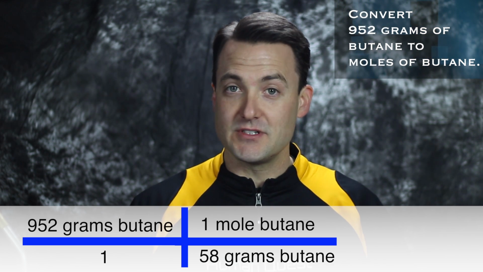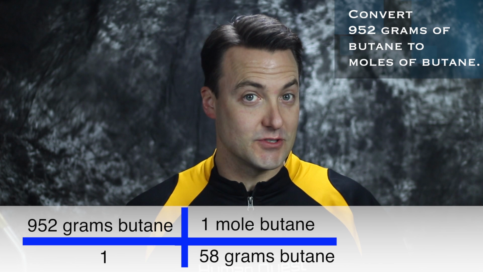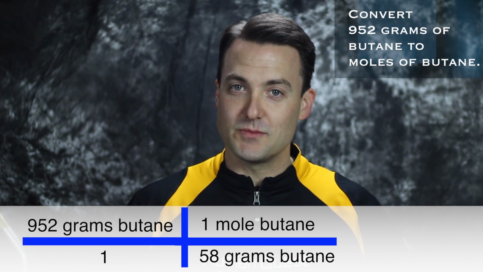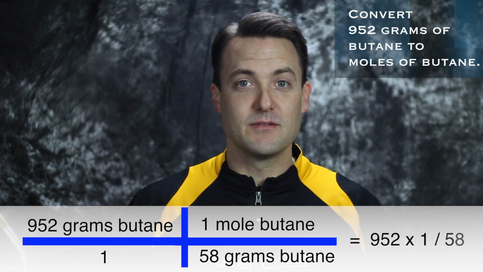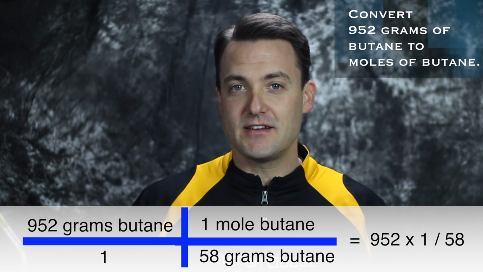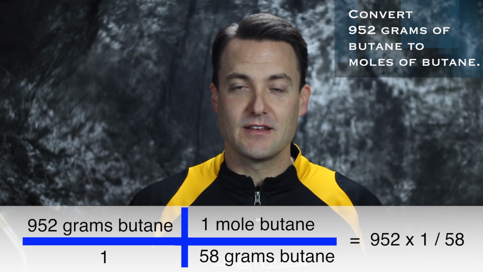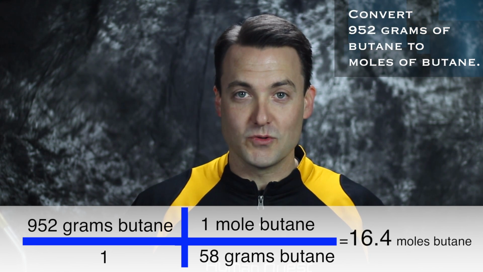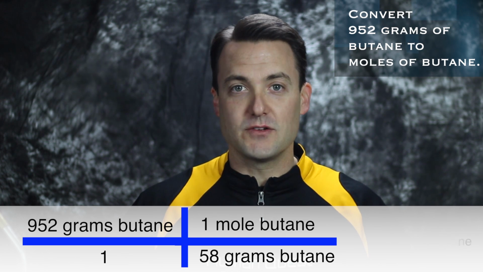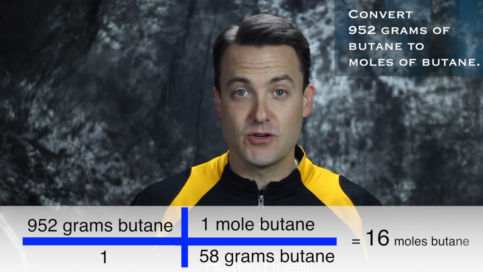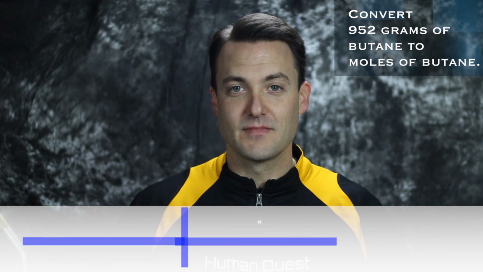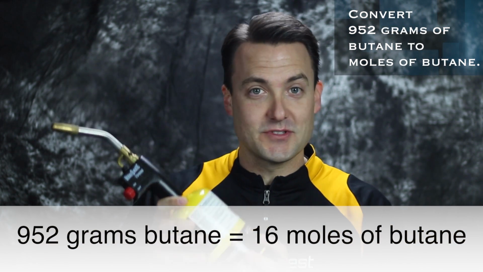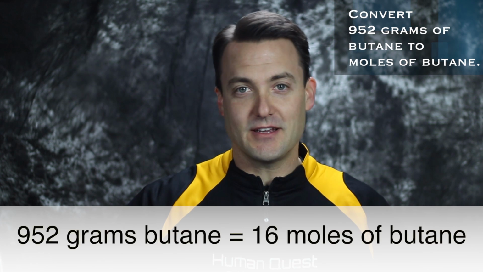We multiply numbers next to each other, we divide numbers underneath each other. So this method is telling us to multiply 952 grams by 1 and then divide by 58. Let's see what we get. The answer is 16.4 moles of butane, which we round to 16 moles using significant figure rounding rules. So 952 grams of butane equals 16 moles of butane.